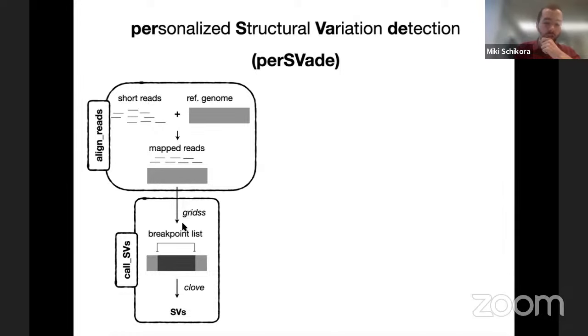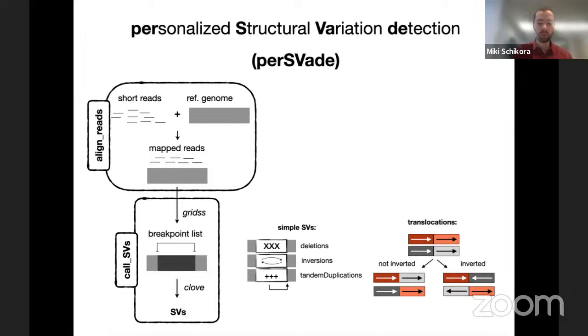This is done in two parts. The first is inferring a list of breakpoints, which is a list of regions of the genome that are rearranged. The second is taking this list of breakpoints and summarizing them into the actual structural variants, which are some simple SVs and also more complex ones like translocations. These are the variants that we find with the pipeline. Now, this would be a standard pipeline.